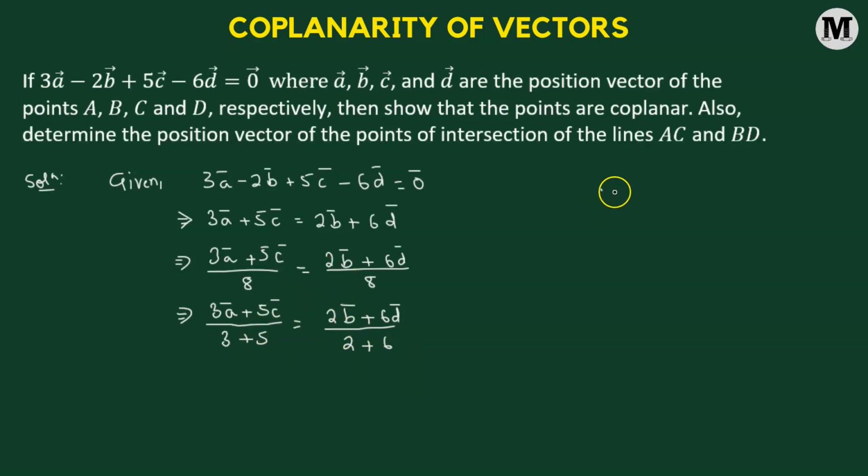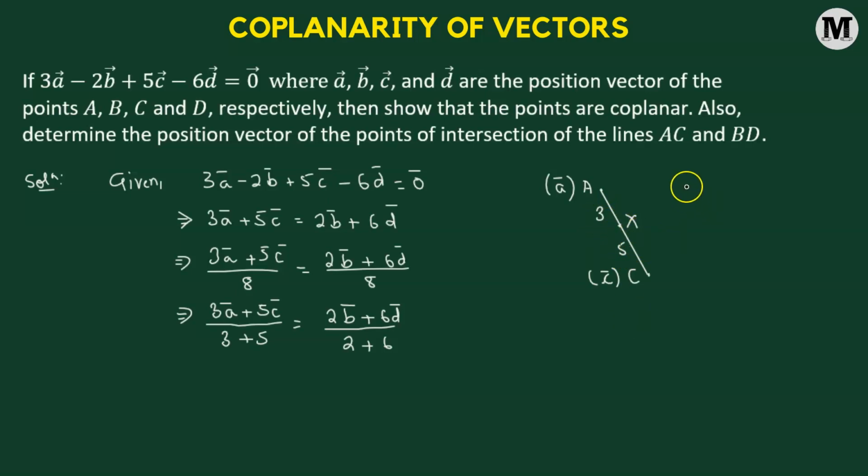Let's say we have 2 points. We have the point A and we have another point C. Now the position vector of point A is already given to us. It's defined by a vector. The position vector of point C is defined by c vector. Let's join point A and point C. Now let's say we have a point on the line segment joining A and C, and we're going to name it the point X. And let's say it divides AC in the ratio 3:5 internally.